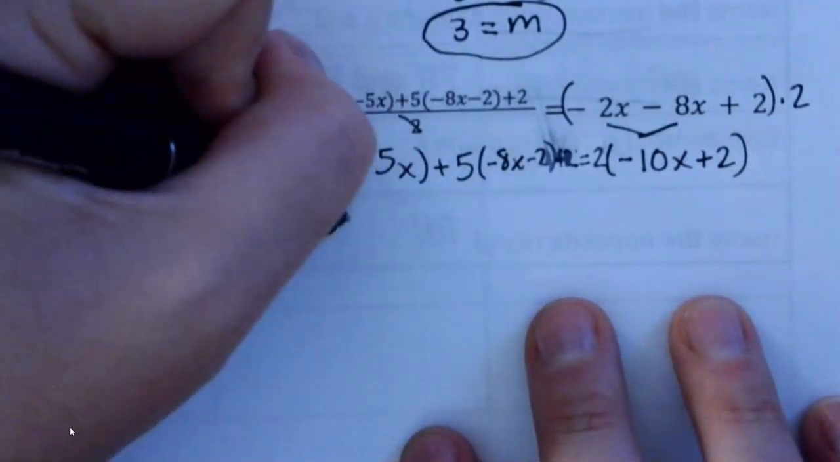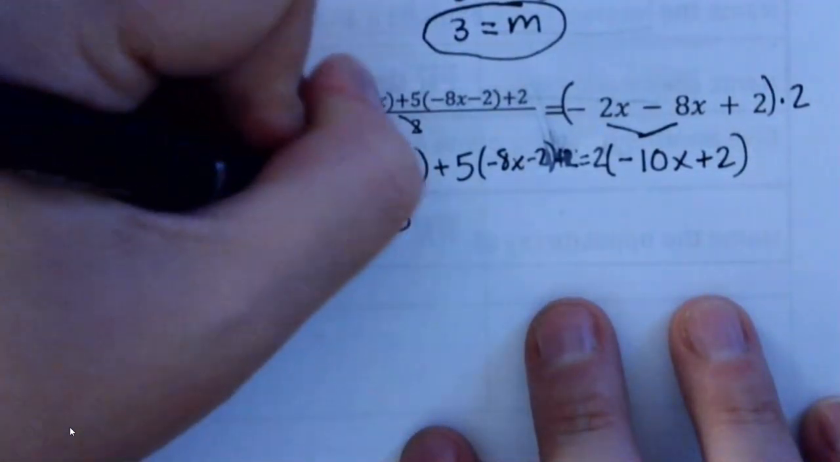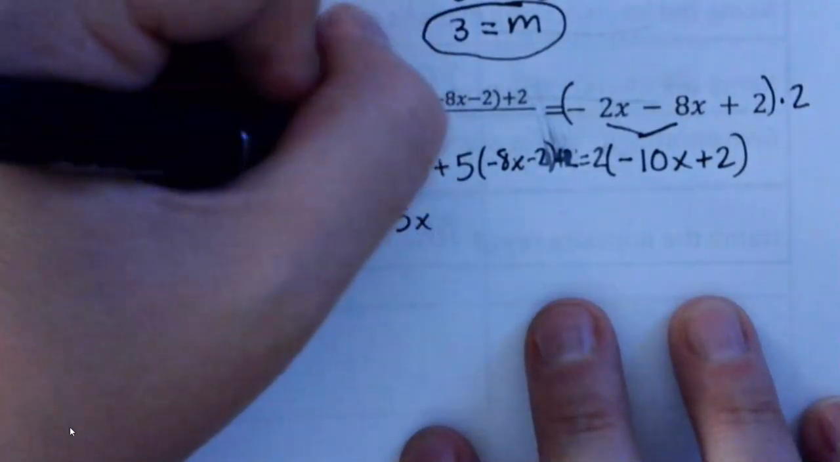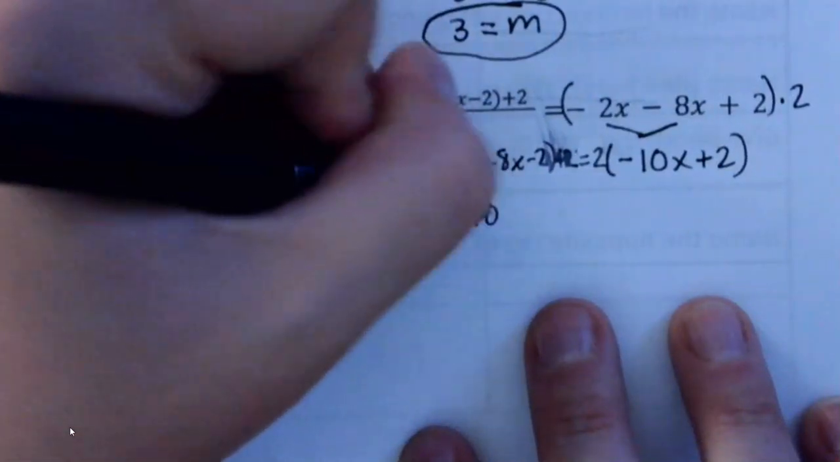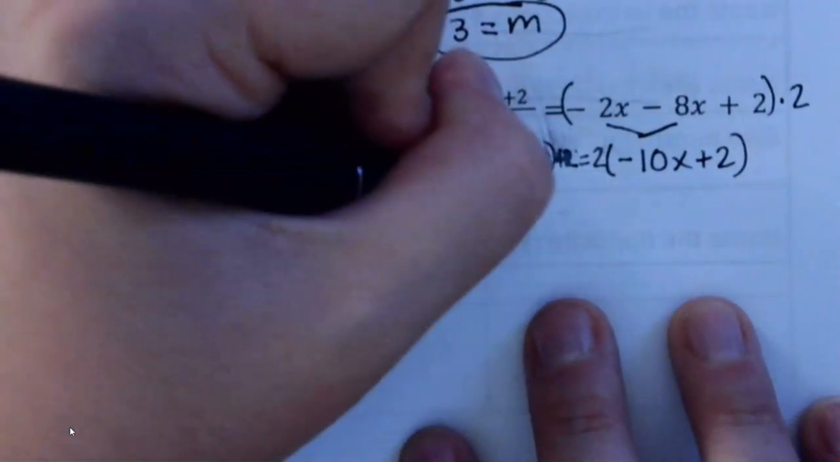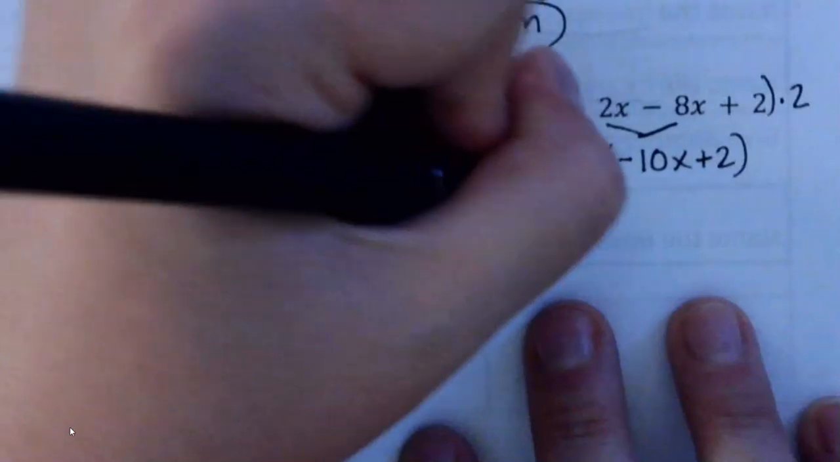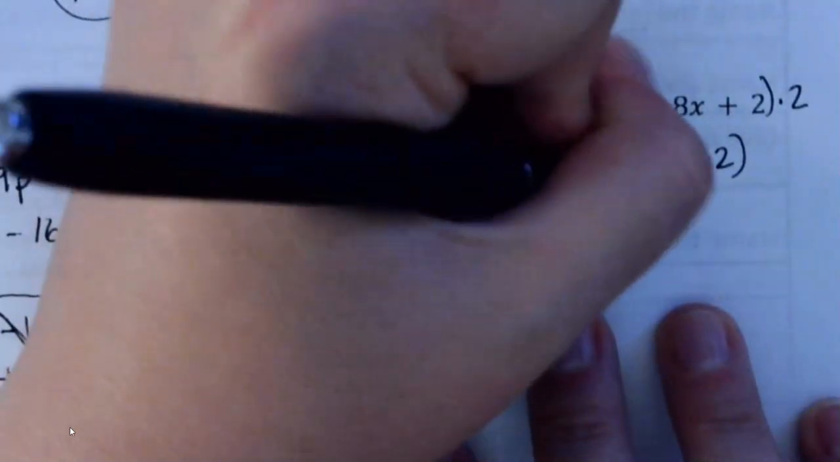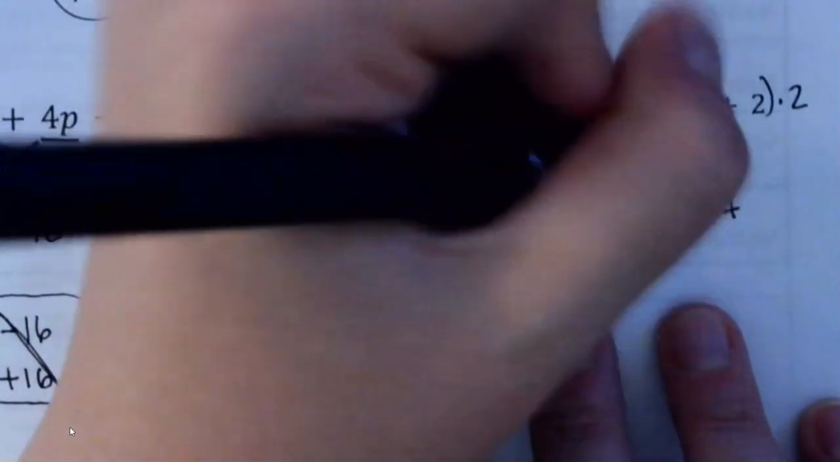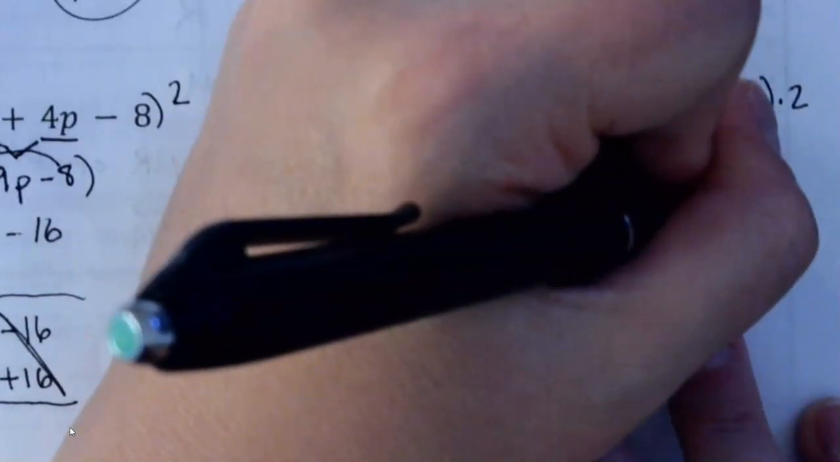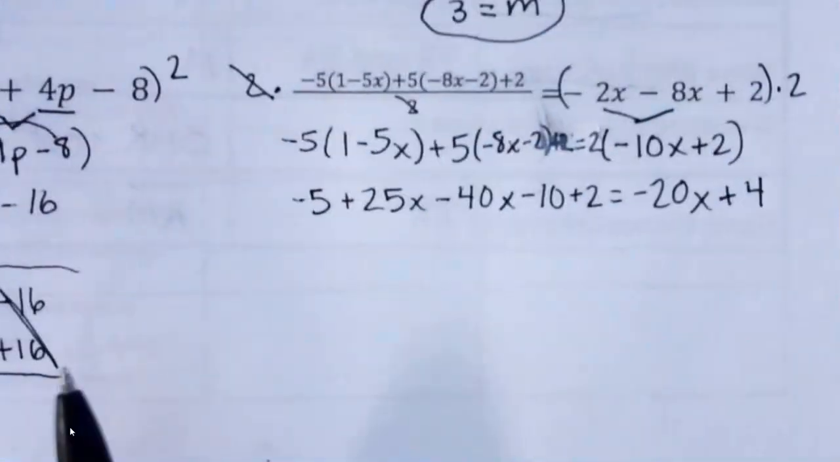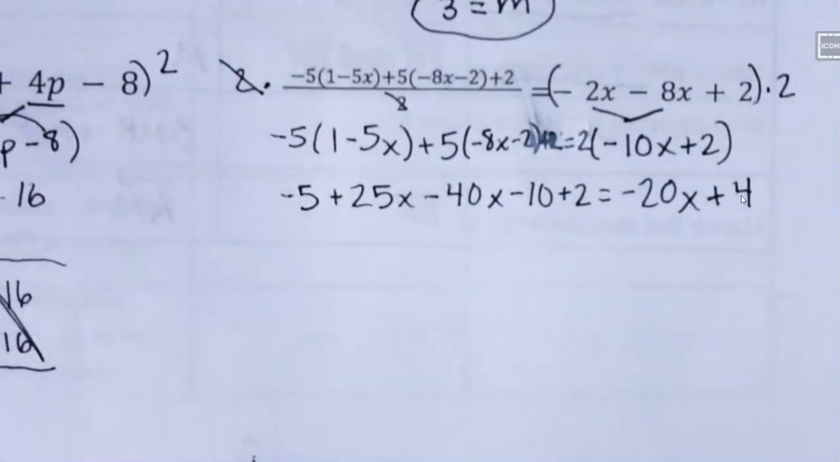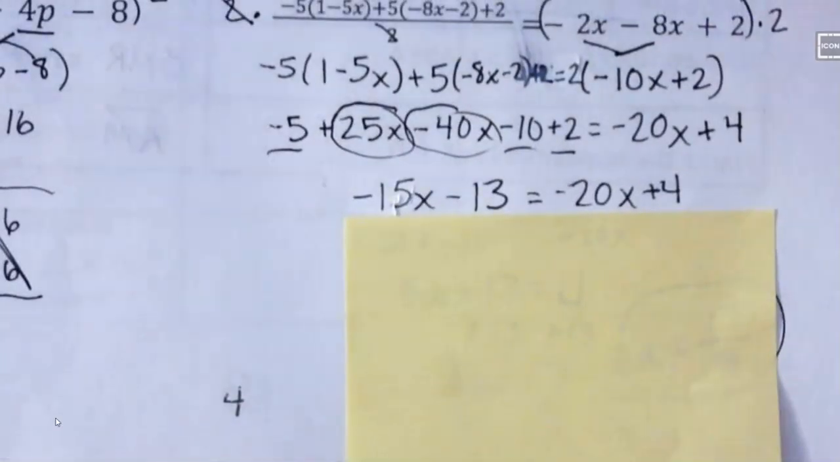Negative 5 plus 25x minus 40x minus 10 plus 2 equals negative 20x plus 4. All right, and then I just want you to solve the rest. So combine like terms, solve for x.